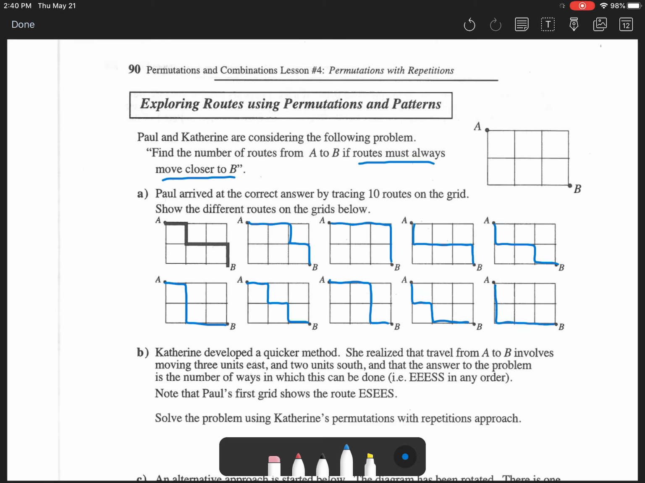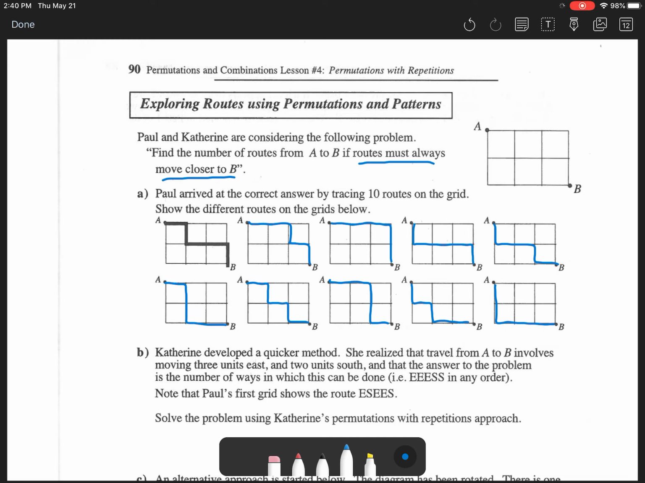Now, obviously you don't have to do them in that order, or if you wanted to do them on your own, you won't have them in the same order. It doesn't matter. All that matters is that all of those pathways are different. It says Catherine developed a quicker method. She realized that to travel from A to B always involves moving 3 units east and 2 units south, and that the answer is the number of ways it can be E-E-E-S-S. Obviously, E standing for east, or to the right, and S being south, or going down.